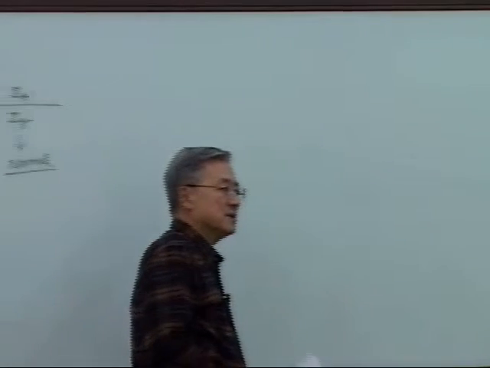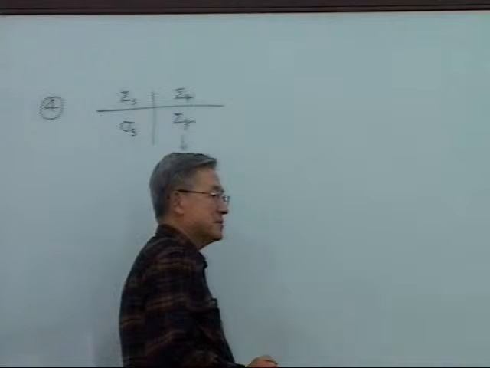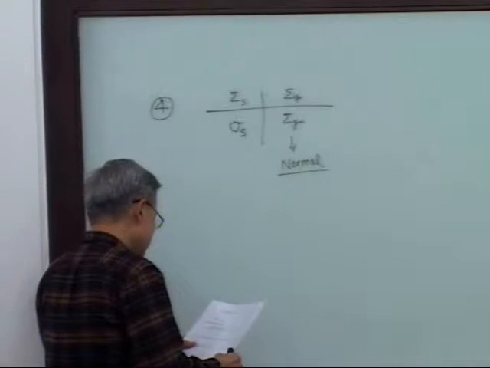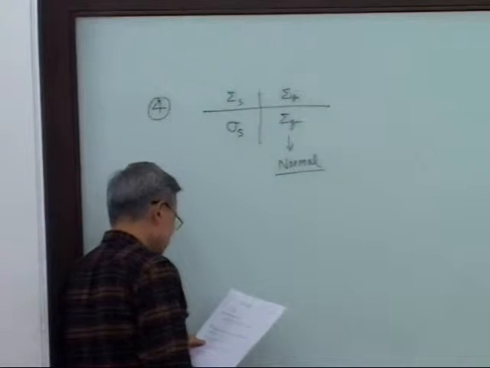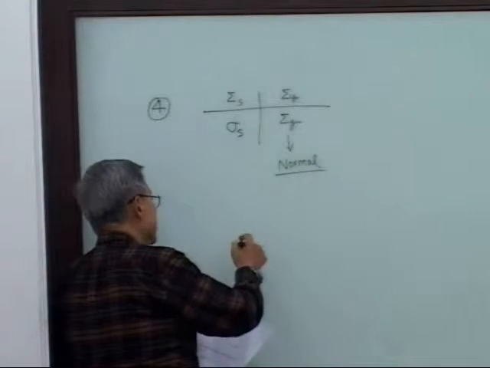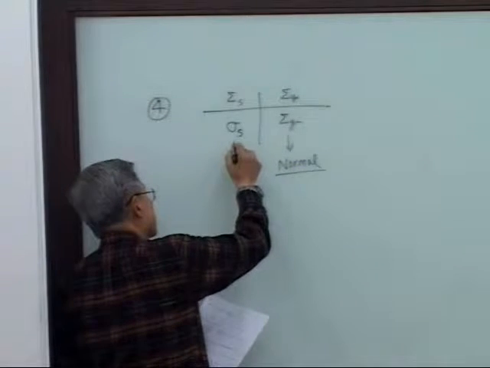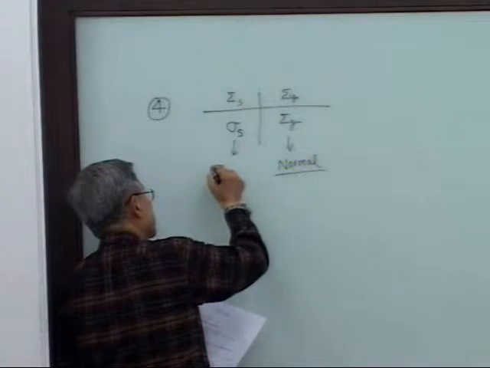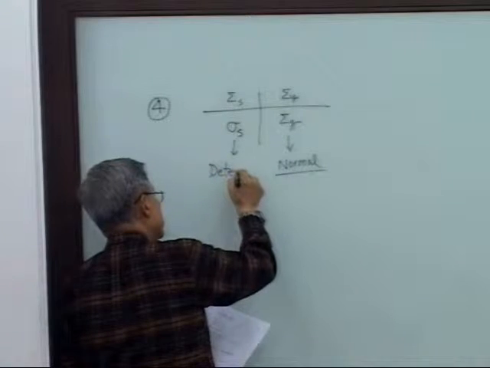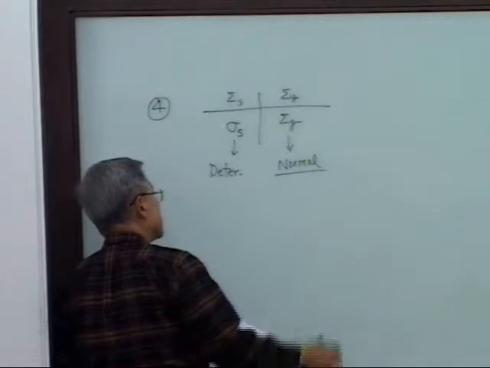So log normal is still very simple, but you can still make a mistake easily. So of course, this is deterministic. In this case, deterministic situation.